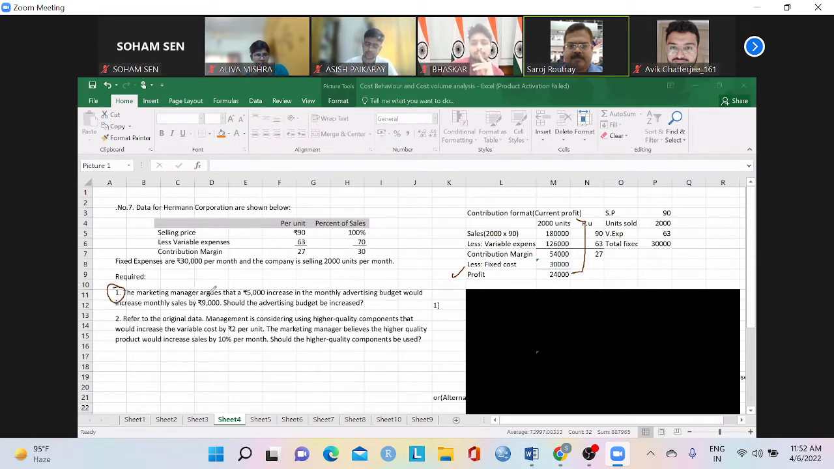The marketing manager argues that a 5,000 increase in monthly advertisement, that means if you are spending 5,000 on advertisement, your sales will increase by 9,000. Should the advertising budget be increased? Your answer will be either yes or no. Without going much deeper into the things, answer me fast through chat whether we'll go for it or not. Yes or no? Answer me.